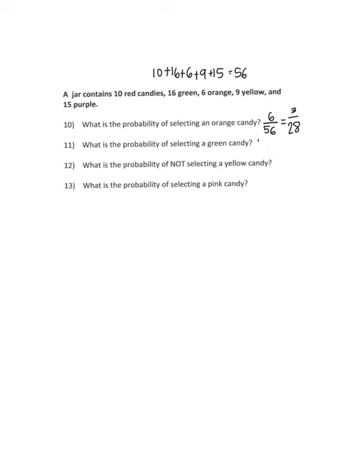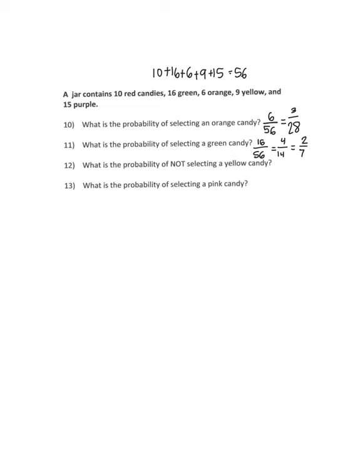What is the probability of selecting a green candy? Well, if I have 16 green candies out of 56 total, I can simplify that to, let's see, 4 over 56 divided by 4 gives me 14. And I can simplify that again. 4 over 14 gives me 2 out of 7. And you can just type that into your calculator. 16 over 56. Remember, hit math, enter, enter, and that will give you your fraction in simplified form.